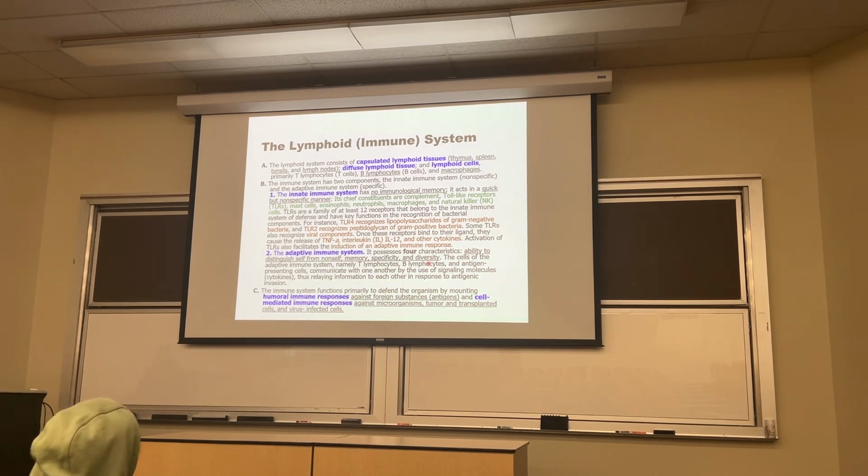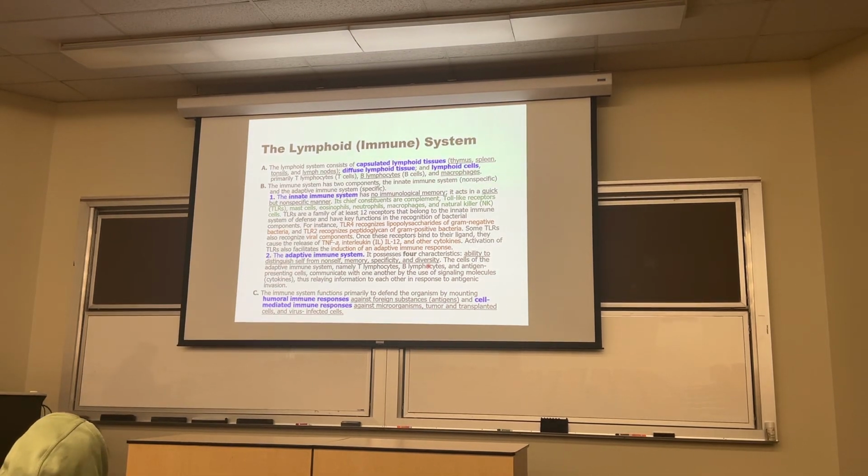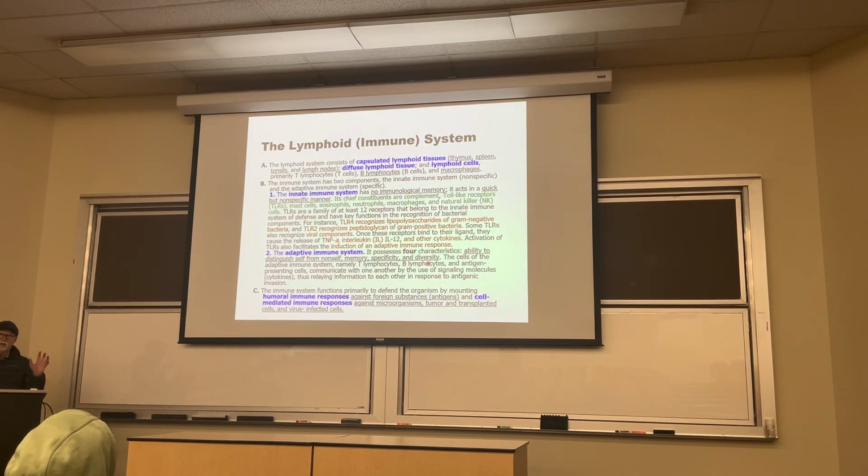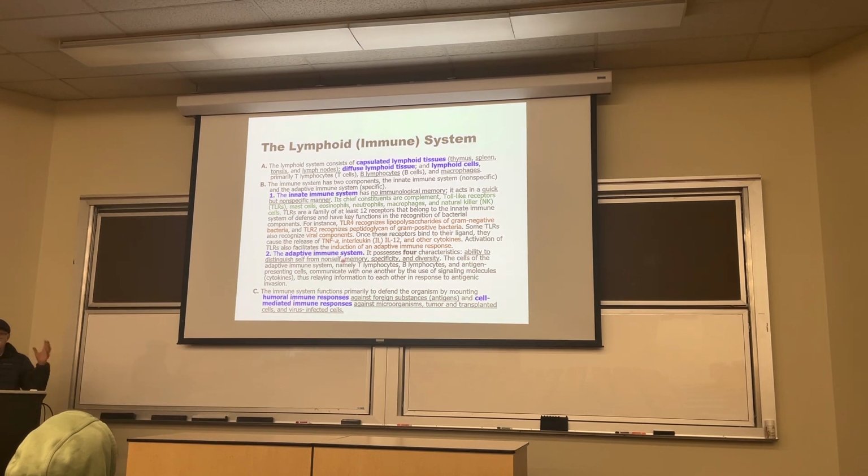So in some ways the innate immune system helps us not get the infection, but if we do get the infection, it tries to hold on until the adaptive immune system can gear up, and then that adaptive immune system can knock it out.